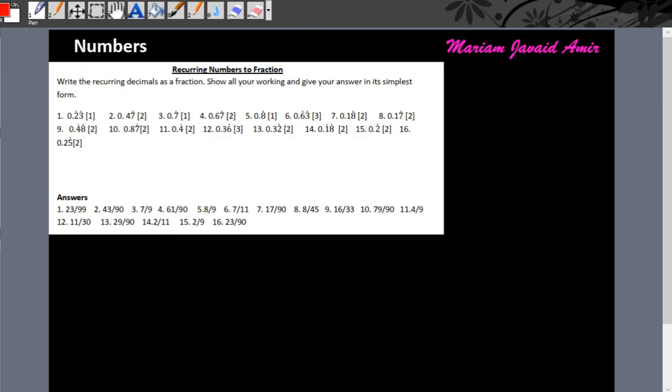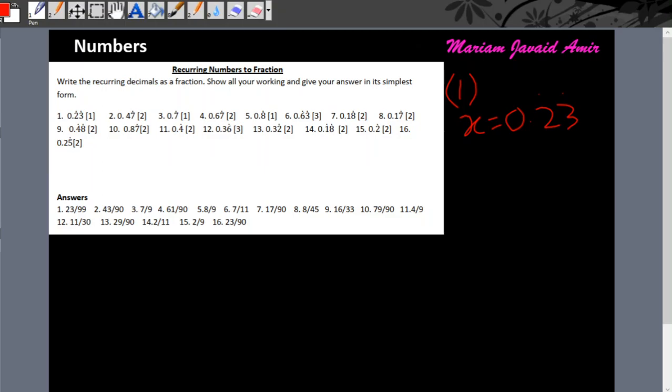Okay, next up is an interesting subtopic of this topic, numbers, which is writing recurring numbers as fractions. So let's start with question number 1. So we have 0.23232323 and so on. The dot on the top means that these numbers are recurring. So we'll write x equals the actual number 0.23 dot dot, which means this is 0.23232323, and we have to change this into a fraction.